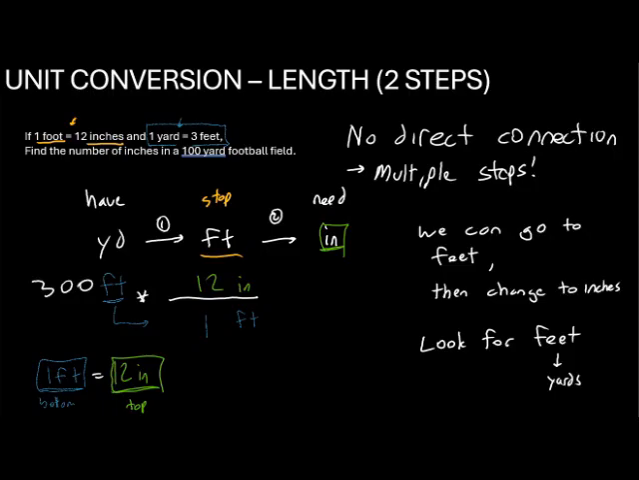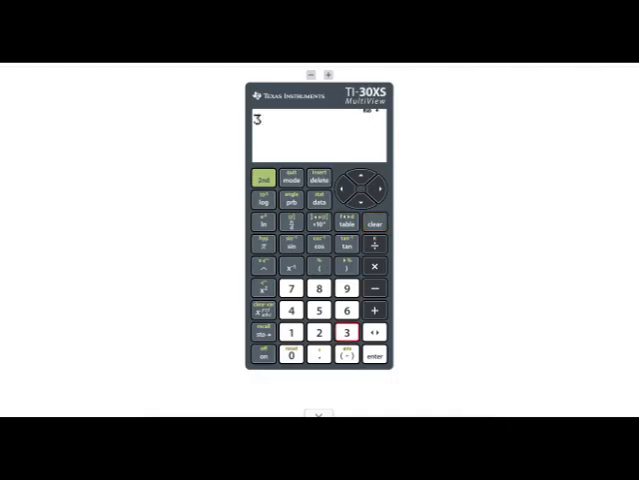Then we can go to the calculator and take 300 multiply 12 divide by 1. This is the 300 we had at the end of step 1 multiplied by the top divided by the bottom. In the calculator we take that 300, multiply by 12, and dividing by 1 we don't have to enter if we don't feel like it, because that won't change our answer. We press enter and we get 3,600.